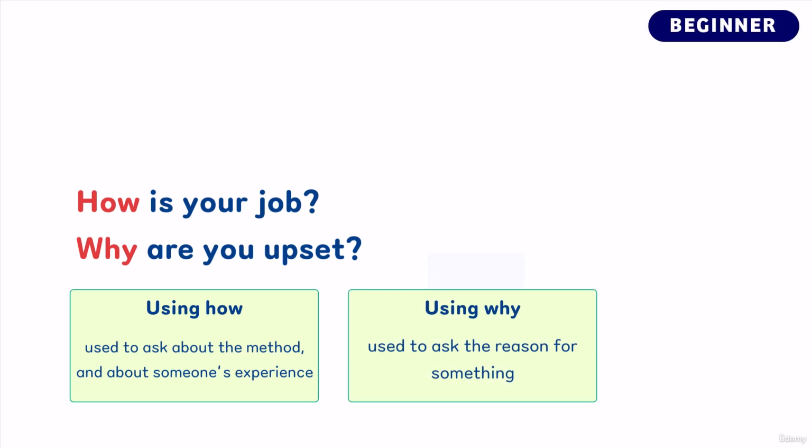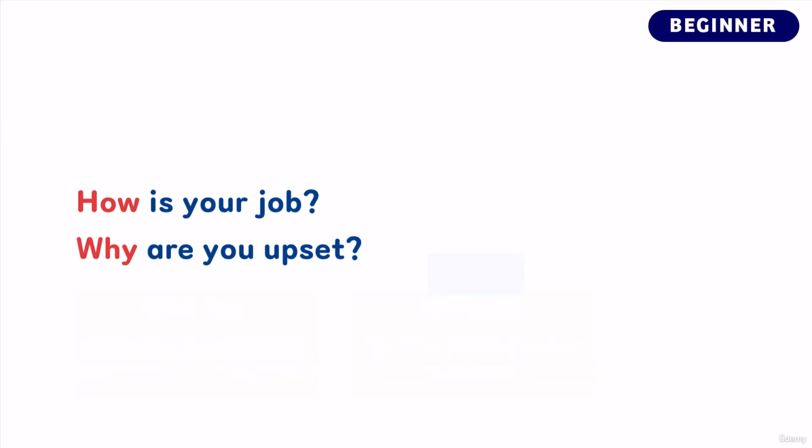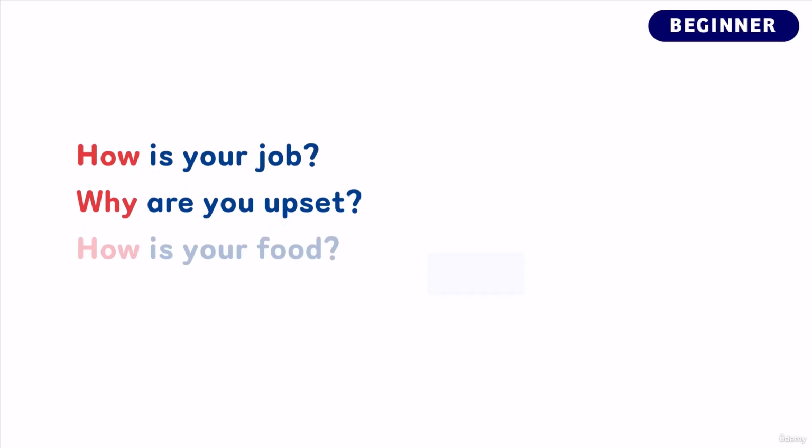And why is the only WH word where we have to have the complement or the prepositional phrase after the sentence subject. When we use why, the structure is why plus to be plus the subject and then a complement or a prepositional phrase. In this question, we have the complement upset after the subject you. And in terms of the verb to be, it always has to match the subject, which comes next.